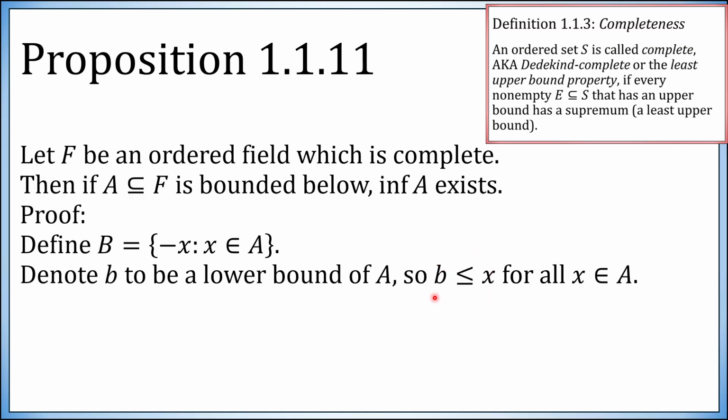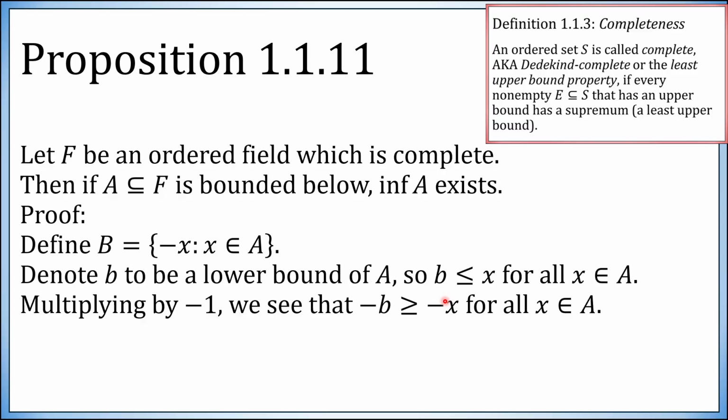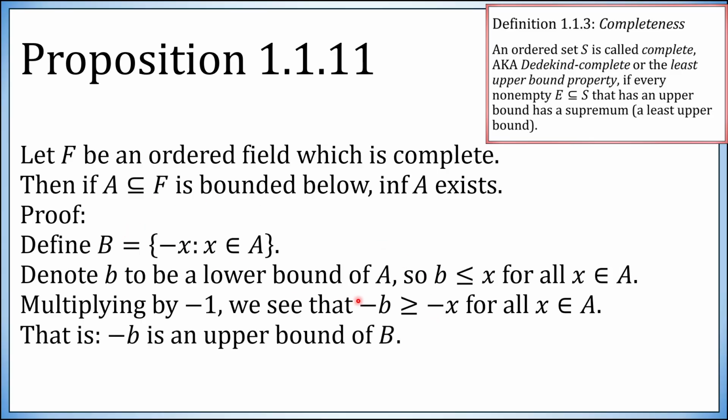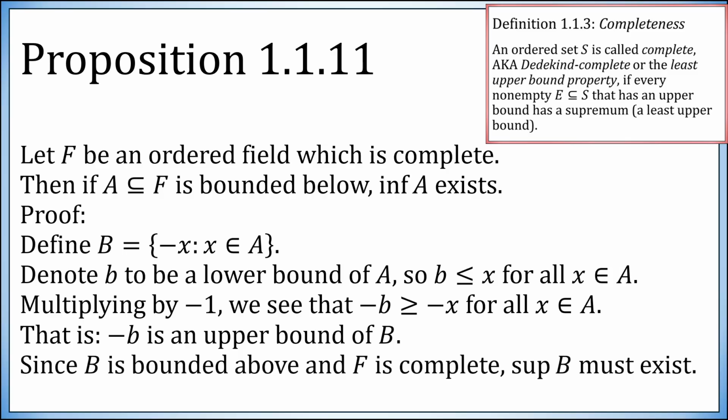But now if I multiply this by negative 1, we flip the direction of the inequality, and therefore negative b is bigger than or equal to negative x for every element of A. But if I take every element of A and I replace it with its negative, that just gives me the set B. In other words, this number is an upper bound of B. So this set B is bounded above. It's bounded above by the number negative little b.